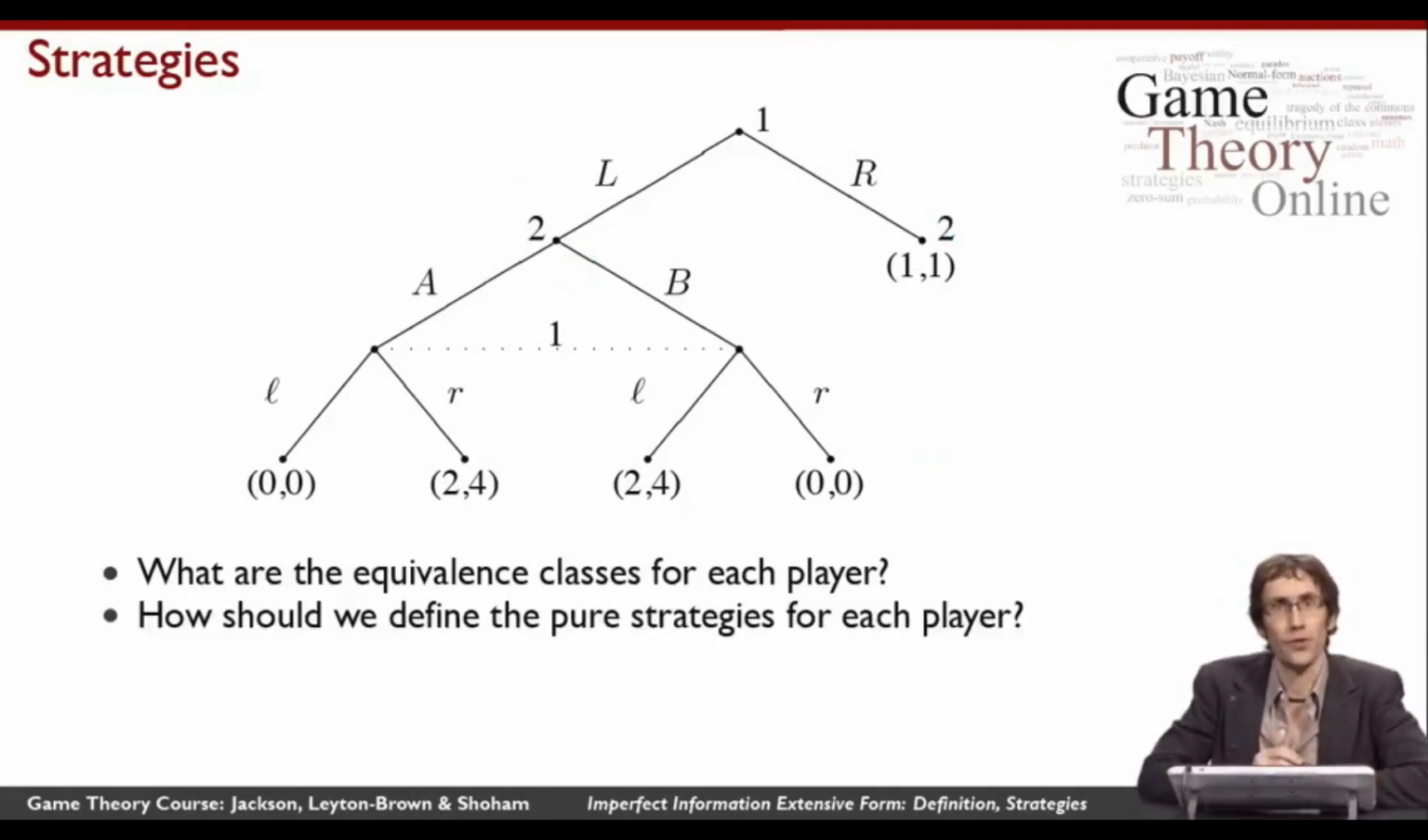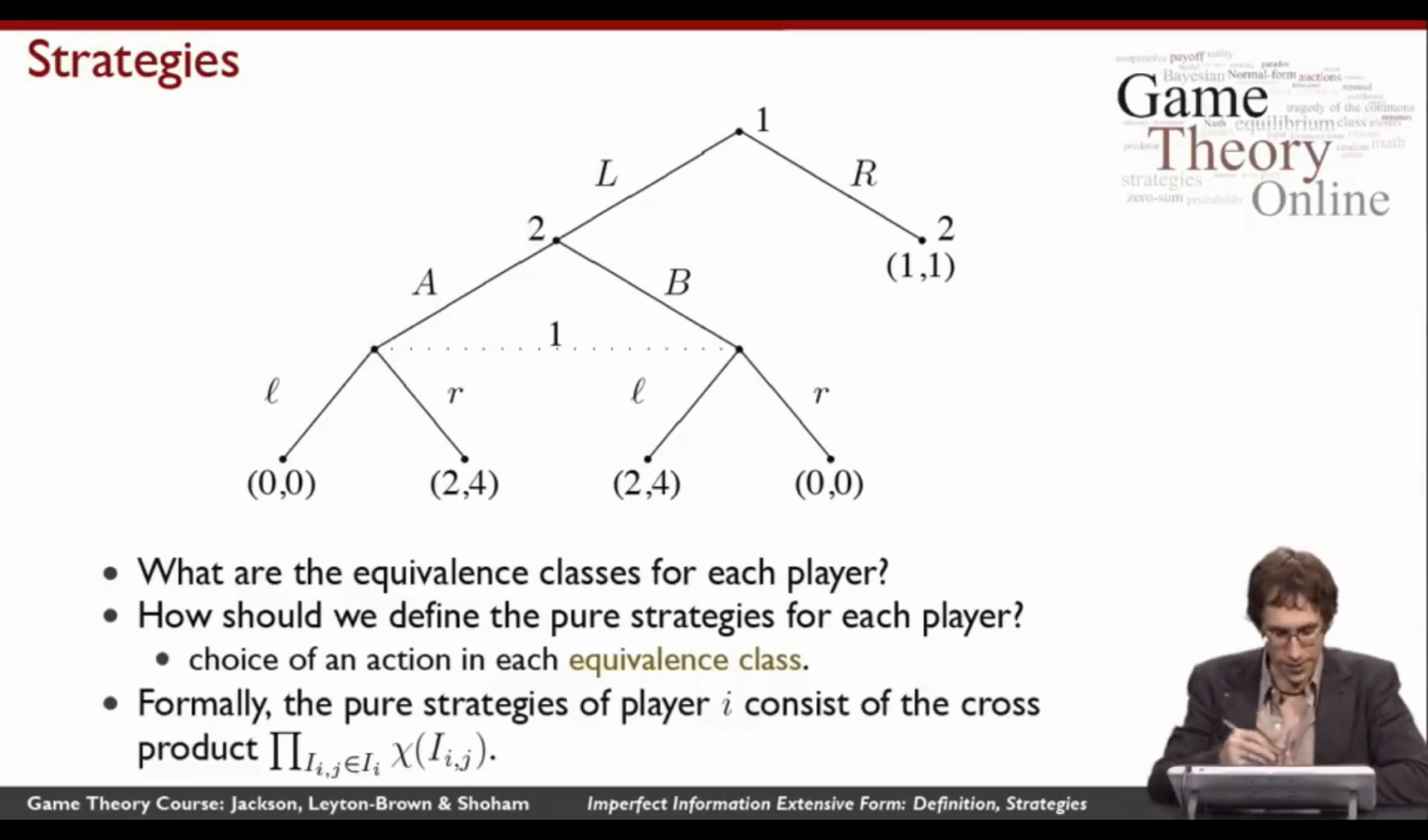So how should we define the pure strategies for each player in this game? What's going to make sense as a definition of pure strategies? Well, intuitively, remember before what we said was that we had the cross product of all of the different action sets for each player. We don't want that here because we don't want it to be possible for player 1 to do something different in this choice node and in this choice node. So instead, what we're going to use as a definition is that the pure strategies for player i are the cross product of the action sets in every different equivalence class that he has.